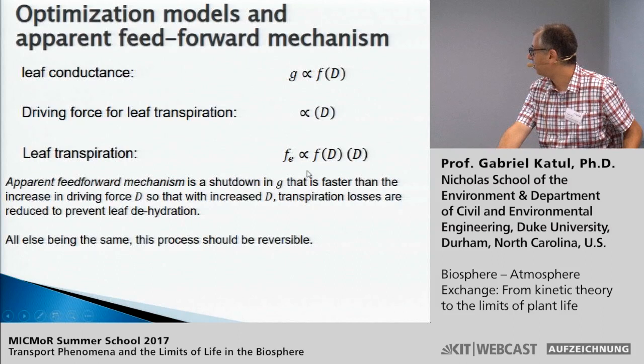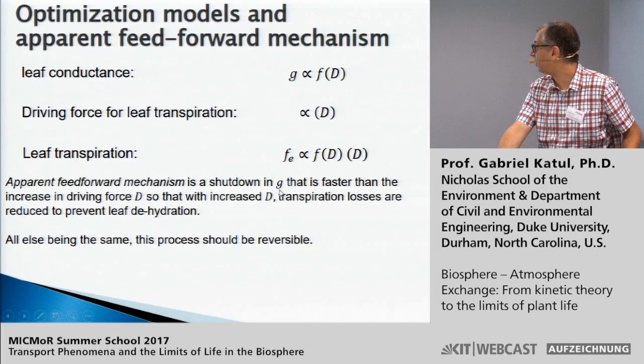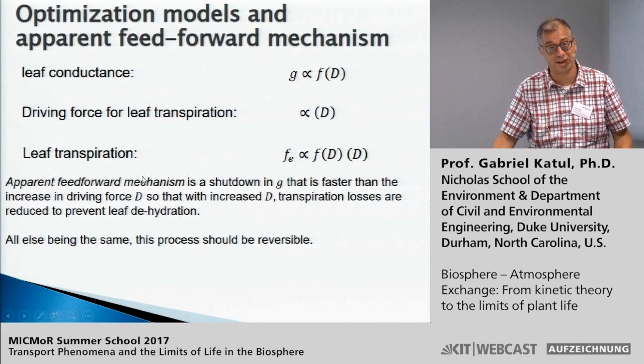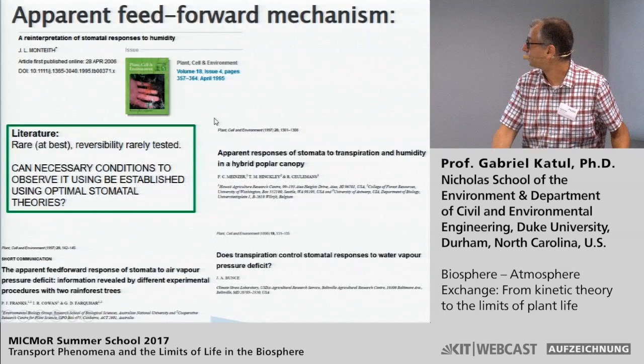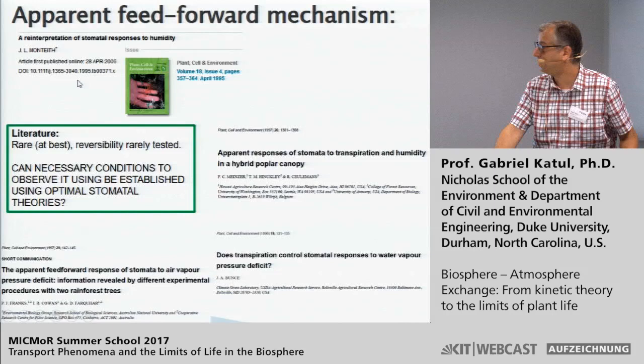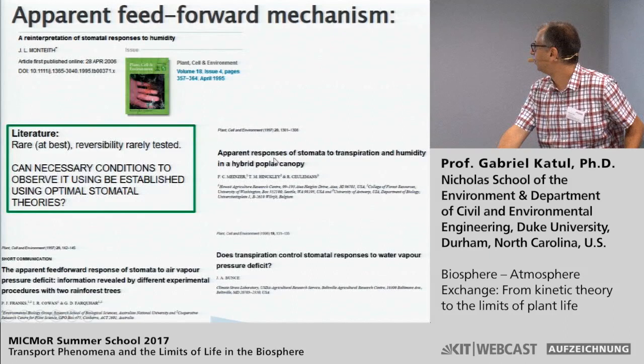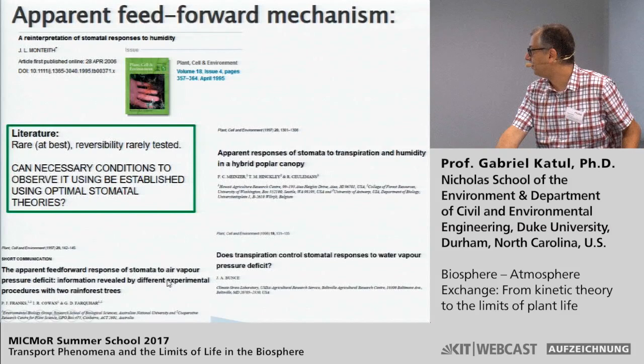So the apparent feedforward mechanism has been viewed as a way that stomata is shutting down faster to prevent leaf dehydration. Now, some people have claimed that, hey, if this is truly an apparent feedforward mechanism, it should also be reversible. In other words, if you reduce vapor pressure deficit, it should follow the same trajectory as increasing it. Okay, so this topic, as mentioned, started in the 70s, then in the mid-90s, so that's 20 years, this popped up again. Monteith came about to reinterpret the stomata responses to humidity, and then a whole sequence of papers followed later by Meinzer and many others as to whether this apparent feedforward mechanism exists and is real and can it be quantified, etc.